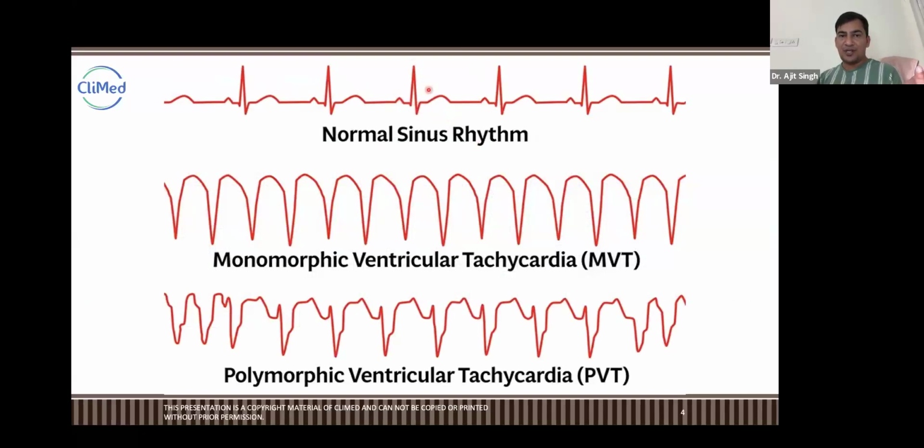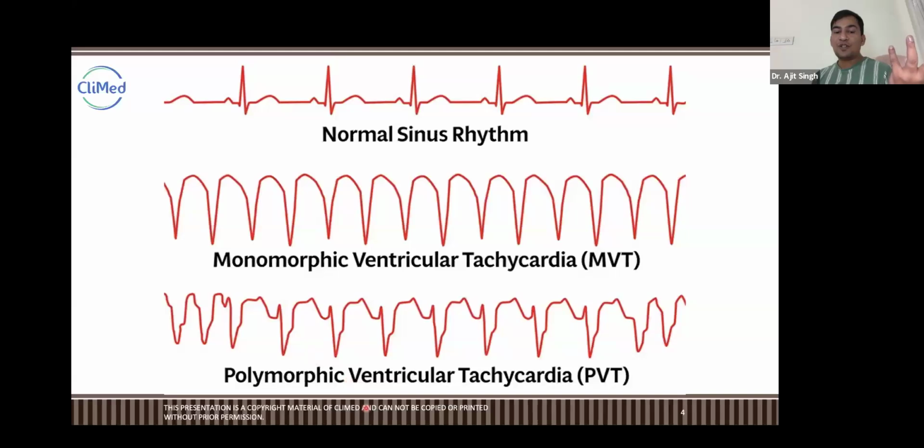PQRS, right? This is the QRS complex. Normal QRS complex. You can see this is monomorphic ventricular tachycardia, right? Monomorphic means the QRS complex is very similar everywhere, almost the same.